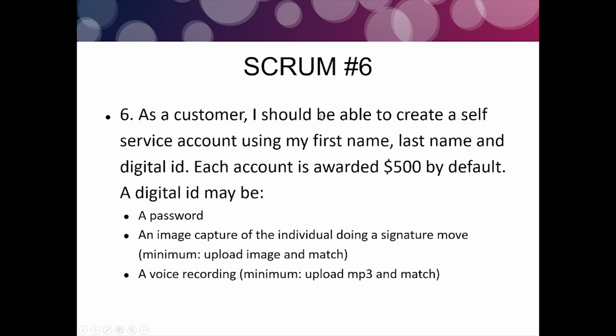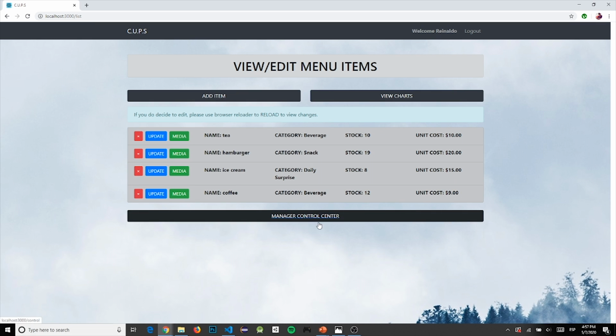As a customer, I should be able to create a self-service account using my name, last name, and digital ID. Each account is awarded $500 by default. A digital ID may be a password, an image capture of the individual doing a signature move, such as upload image, and a voice recording, upload MP3. So, allow us to check that out now.